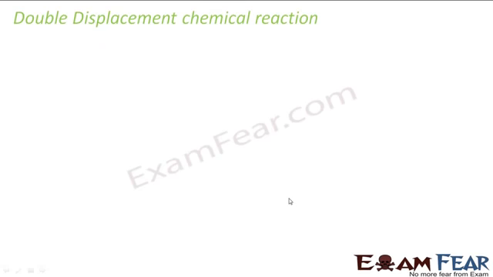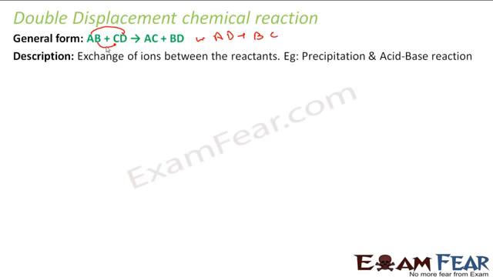So let's understand the double displacement reaction from a chemistry perspective. The formula still holds the same: AB plus CD is equal to AC plus BD, or it can be the other way around, AD plus BC. Any of these is fine. Here the exchange of ions happens. Examples are precipitation and acid-base reactions. We'll explain what these reactions are later.